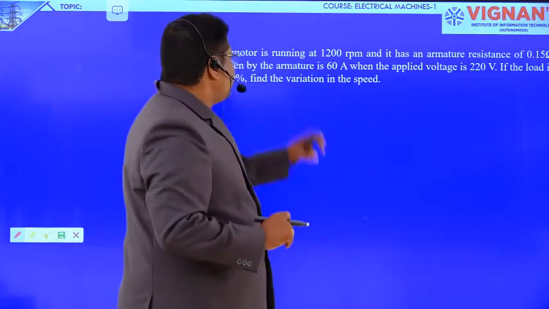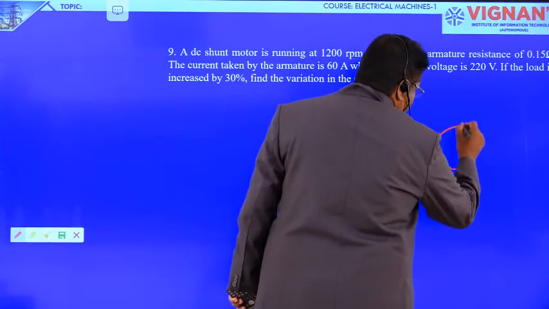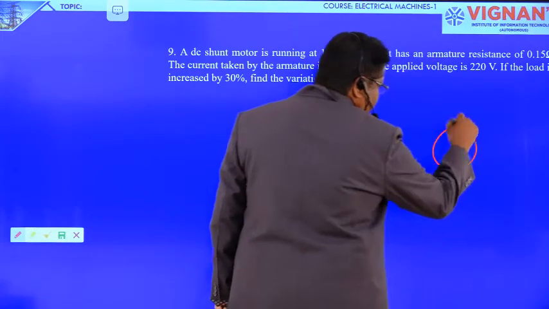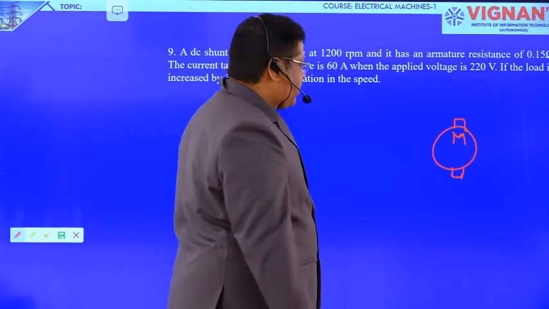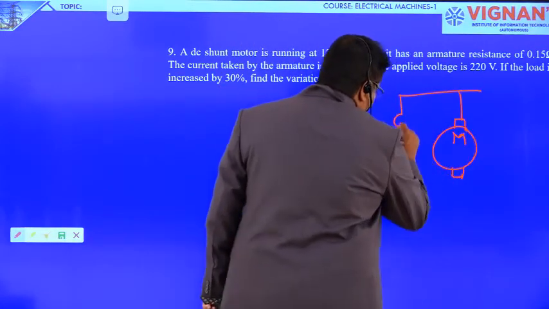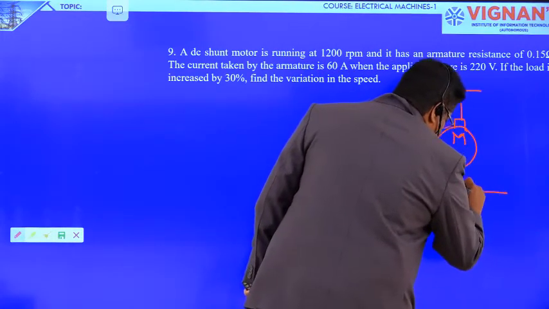A shunt motor is running. First you have to draw the diagram. This is a shunt motor. Whenever it is shown as a circle, you have to mention it is a motor. The field winding is there. This is the field winding.